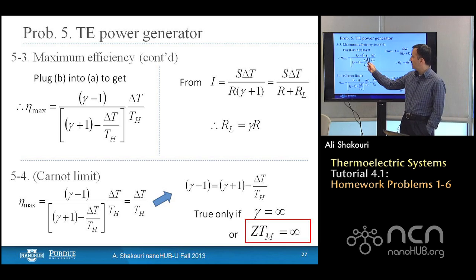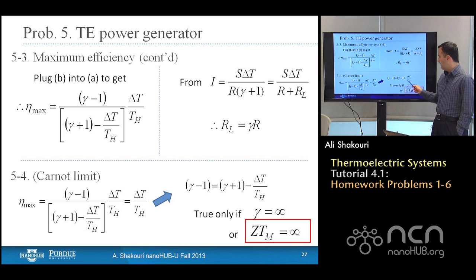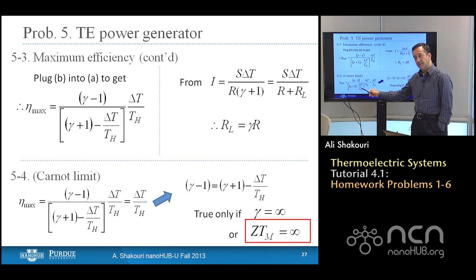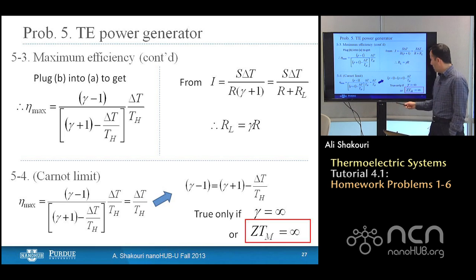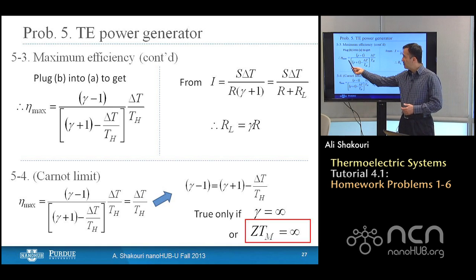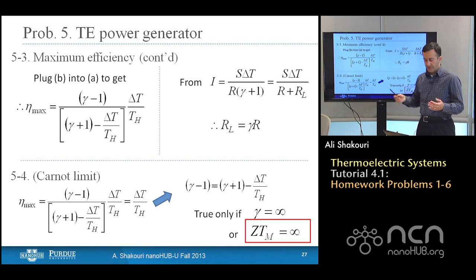When can we get from here to Carnot? Carnot is this number. So we get to Carnot when this factor is 1, when this equals this. When these two are equal is when gamma is infinity and when the Z goes to infinity. So basically this proves as Z goes to infinity, the maximum efficiency goes to the Carnot factor, which makes sense because Carnot is the highest efficiency one could reach.